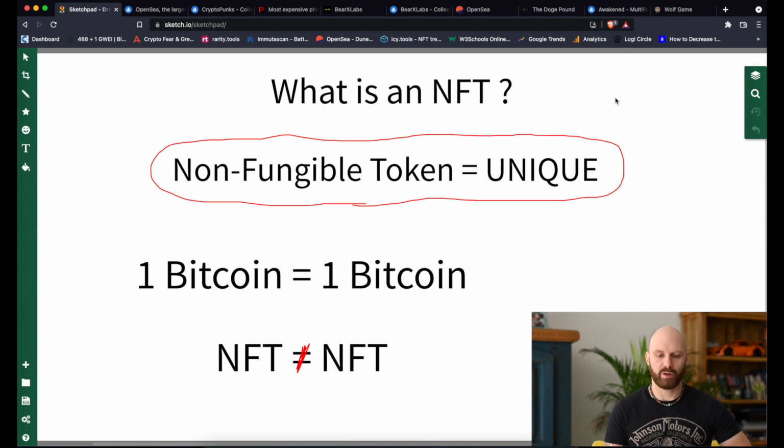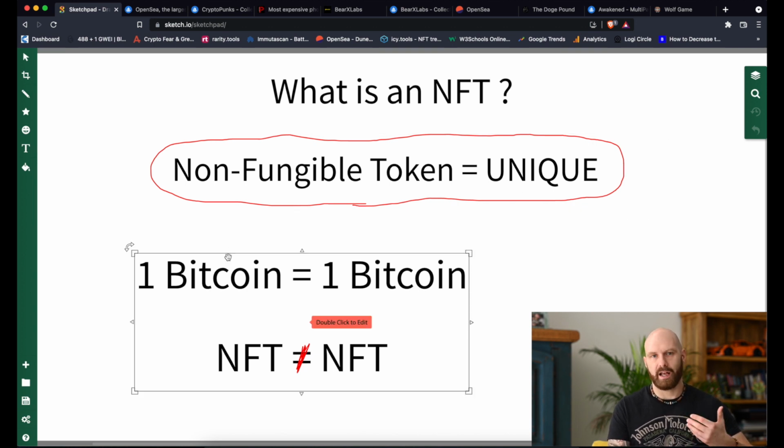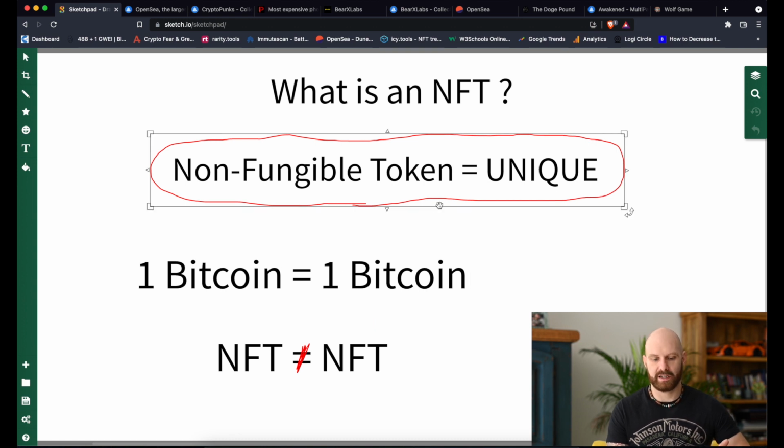So let's start with what an NFT actually is. NFT stands for non-fungible token, which is basically a fancy way of saying that it's unique, one of a kind. If we look at Bitcoin, for example, Bitcoin is fungible. It means that you can trade one Bitcoin for another Bitcoin and have exactly the same value. It's a bit like having a $10 bill and exchanging it for another $10 bill, and you have the same amount of value.